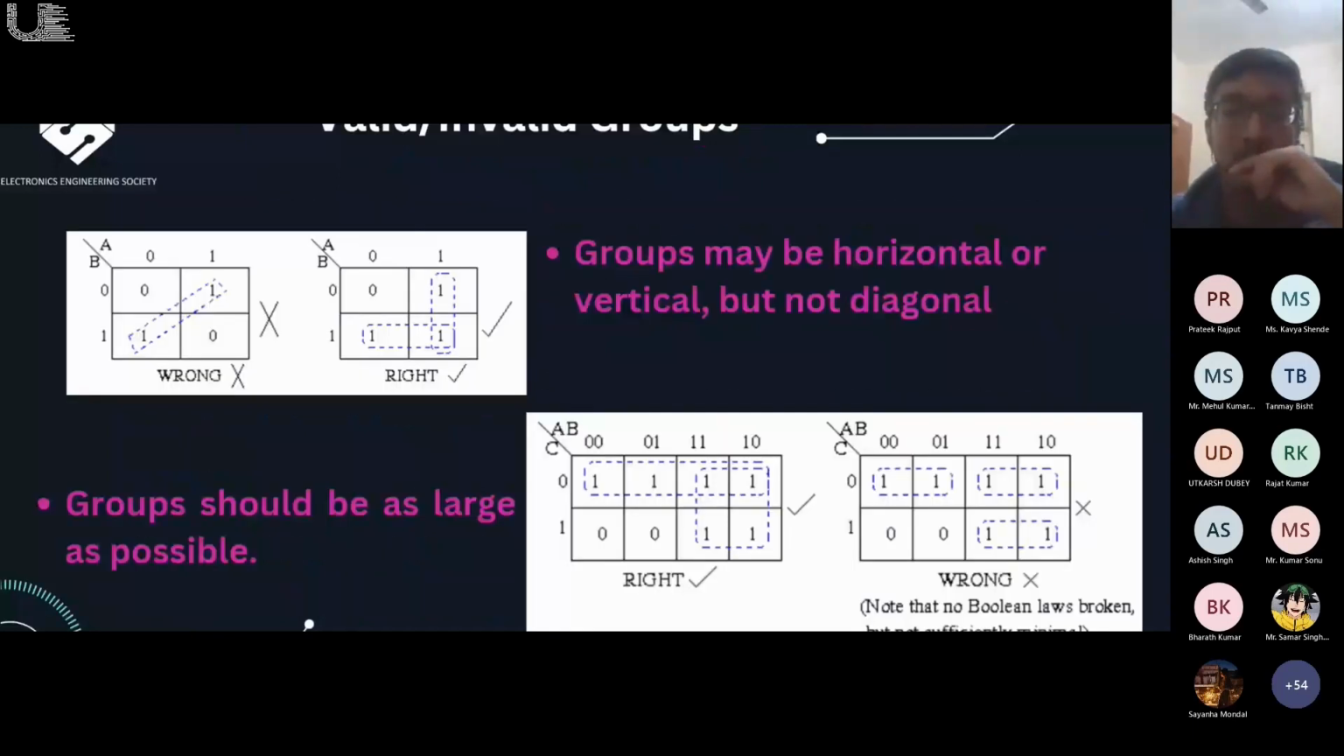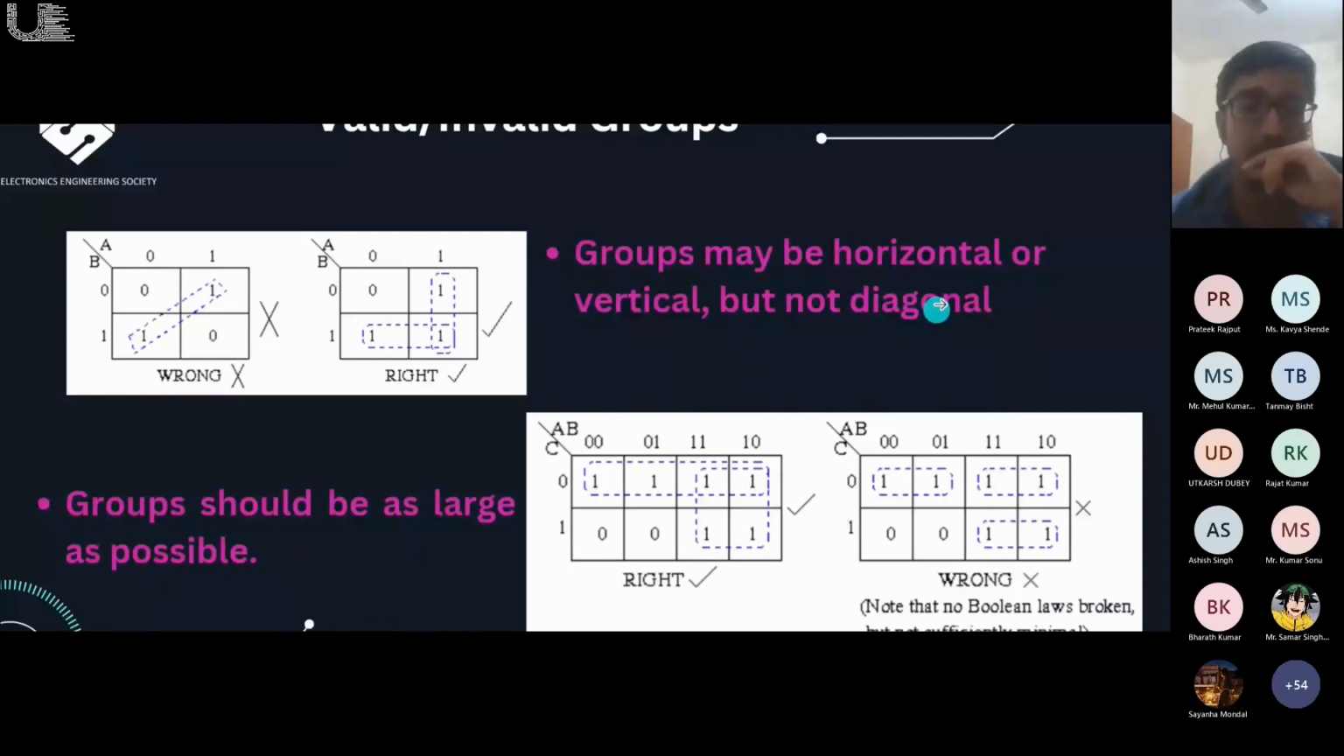And our objective is to group up these ones. Starting first, you look at the map, and you check whether you can form an octet anywhere. An octet is 8 ones you can form in a group, horizontal and vertical, but not diagonally.